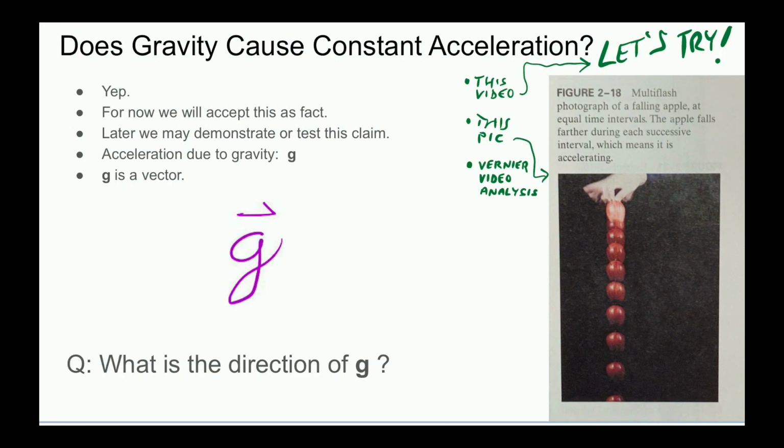Another way you could analyze the video, looking at this picture, somebody's done a so-called multi-flash photograph. And it's kind of what you think it is. They're blinking a light on and off, and you can see the position of this dropped apple or ball, that's an apple, every once in a while, and at equal times, and you can see that it's moving faster towards the bottom. Finally, there's Vernier Video Analysis. You may have had an opportunity to use Vernier Video Analysis in your classroom, in your labs.